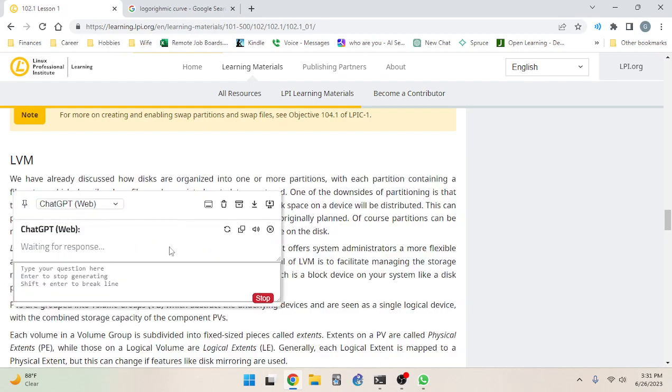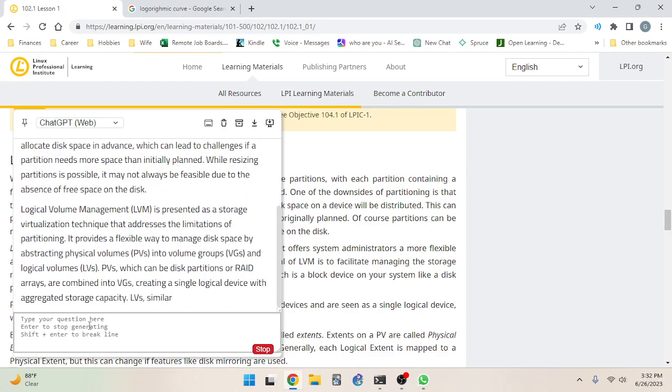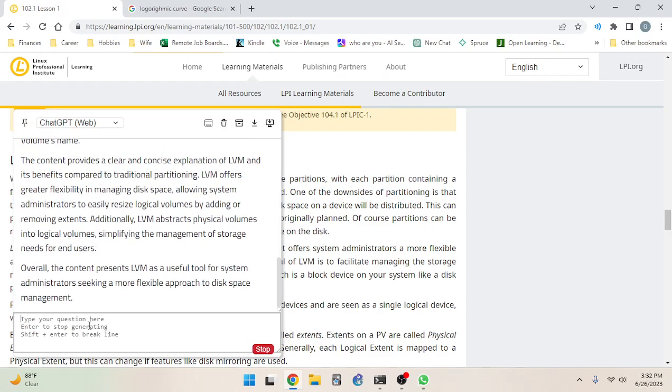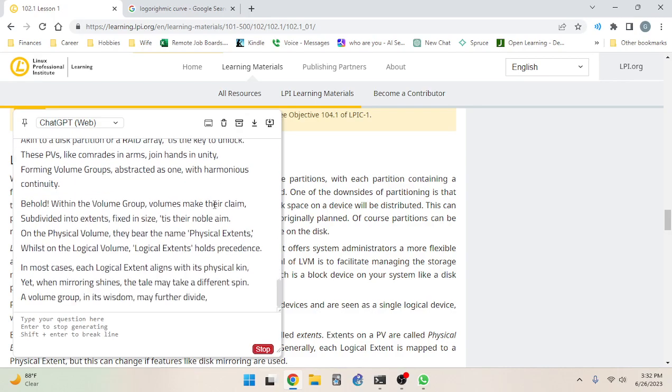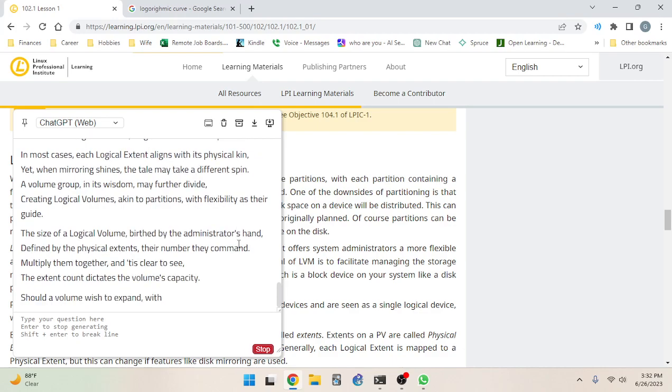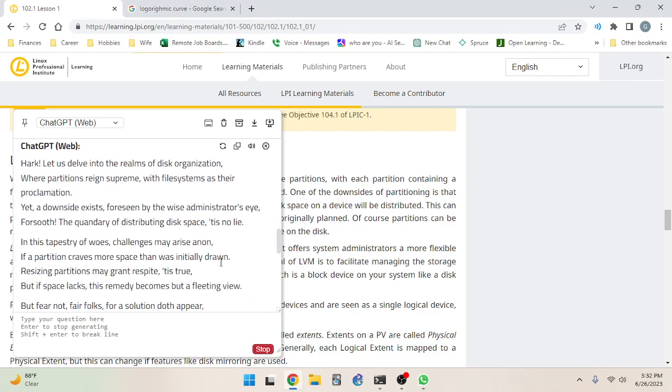didn't really stick. So let's use the AI and let's rewrite this section. So we're going to say, rewrite this section in the form of a Shakespearean monologue. All right, so I'll wait for it. So hopefully this will be less dry, and I'll take away a lot more from this. I don't know if I could do this without laughing.